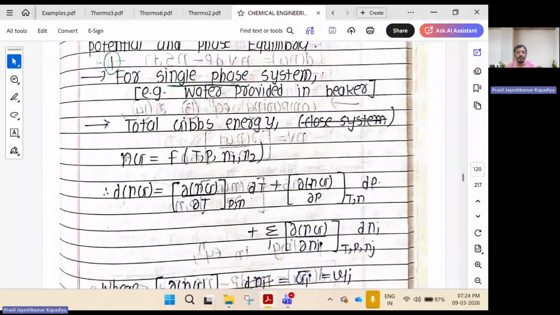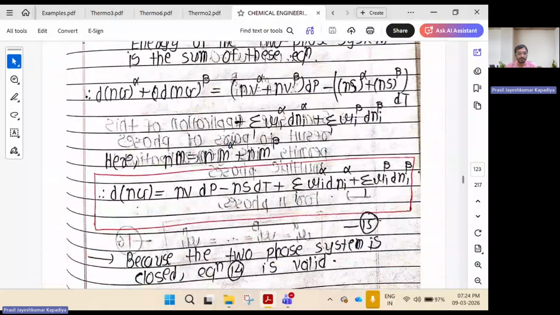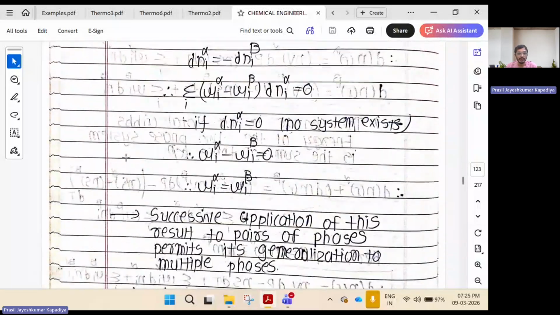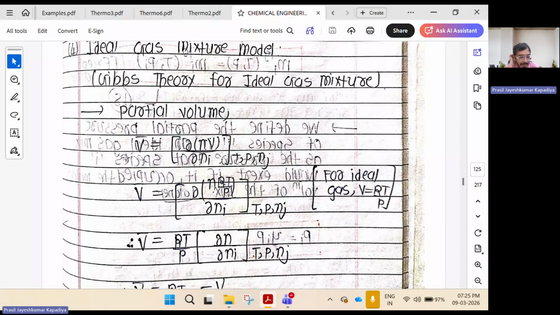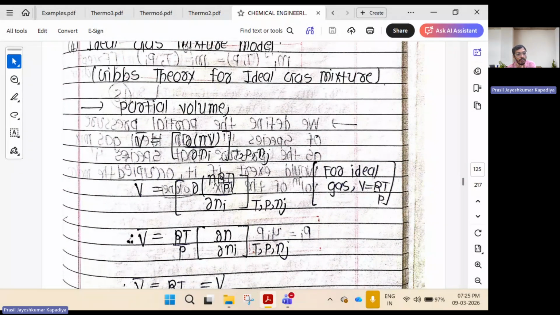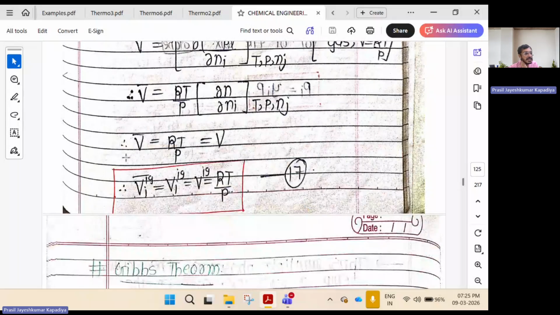Okay, then we had a look at the ideal gas mixture model. Here we find that Vi bar, the partial molar volume of component i in an ideal gas mixture, is equal to the pure molar volume of i in ideal gas, that is nothing but RT by P.